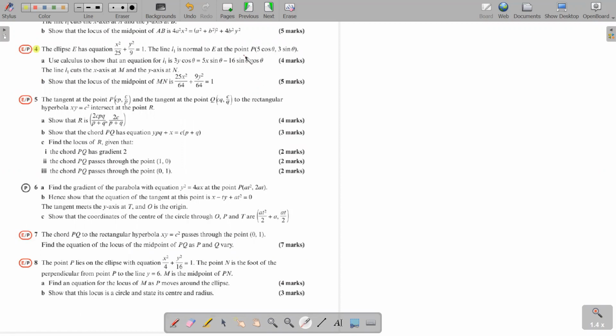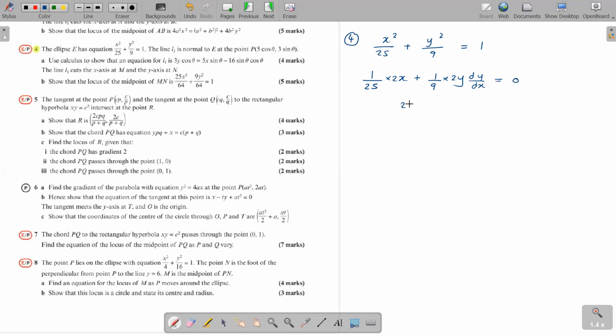So from the beginning, differentiate, get the gradient of the tangent, convert to normal. This is the 4-mark question. Let's get it done. So first start off with what? The differentiation of the ellipse equation. So let's differentiate. We've been doing this several times now. x squared differentiation is 2x, plus 1 over 9, I'll keep it aside. y squared differentiation is 2y dy by dx, equals differentiation of 1, which is 0.